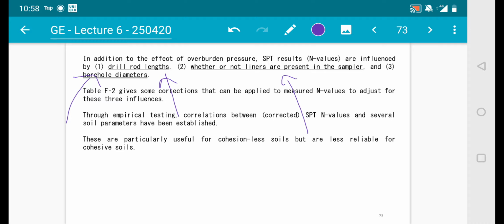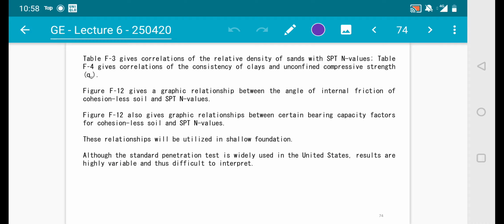influences. Through empirical testing, correlation between SPT N values and several soil parameters has been established. They are particularly useful for cohesionless soils but are less reliable for cohesive soils. Okay, so Table F3 gives correlations of the relative density of sand with SPT N values.